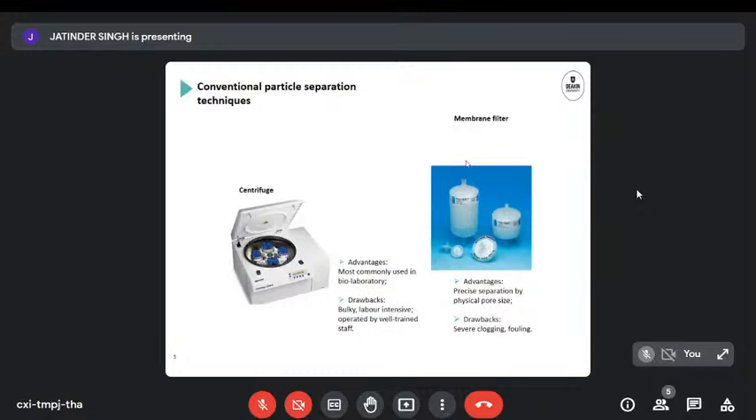You can even have a density gradient in your centrifugation tubes, which then allows you to separate different cells based on their characteristic density. So if you've got different cell types, these cell types have different densities. You can use that for density centrifugation.